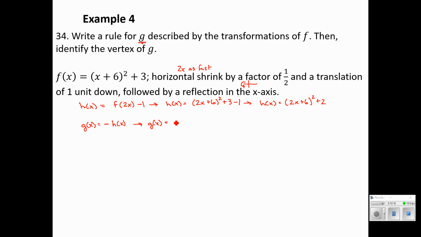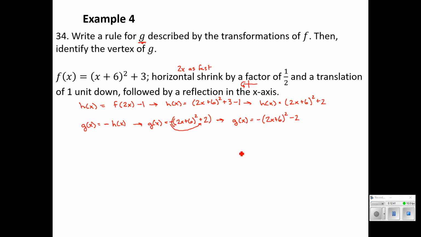(2x plus 6) squared plus 2. And I should be negating all of that. So it actually equals negative (2x plus 6) squared minus 2. That negative sign distributes to that 2 as well. All right, so here's our function g of x.